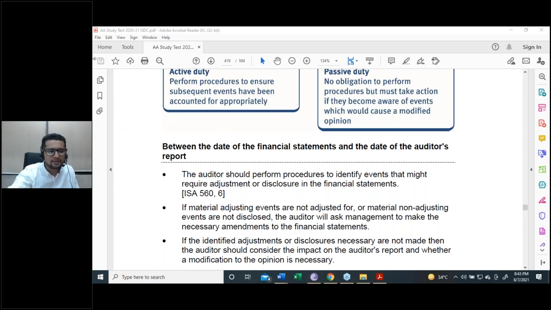Can I have yes? Are you clear up to this point? Subsequent events. If you want to have grip on this particular topic, you need to have grip on IAS 10, which is an accounting standard in your F3 syllabus. Can I have more yes? That's great. Fantastic.